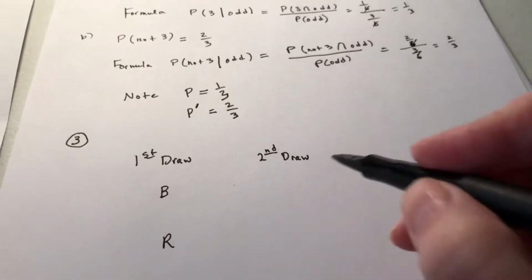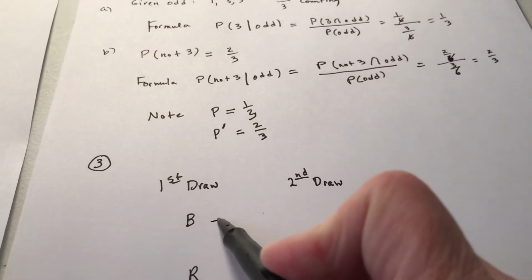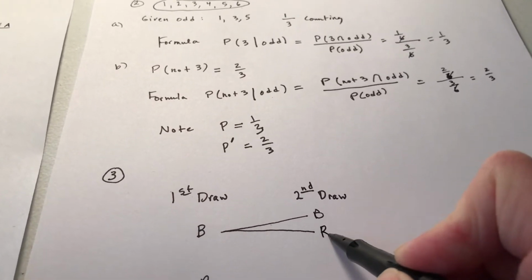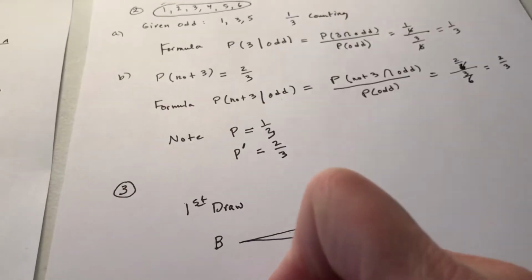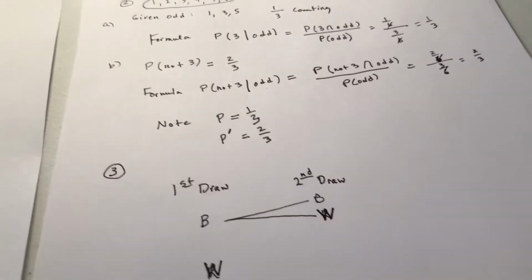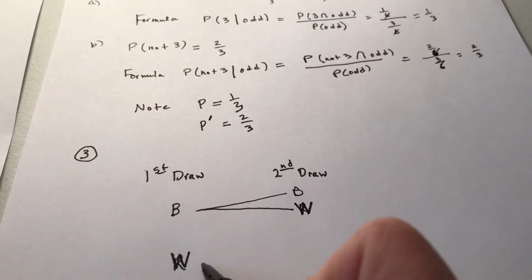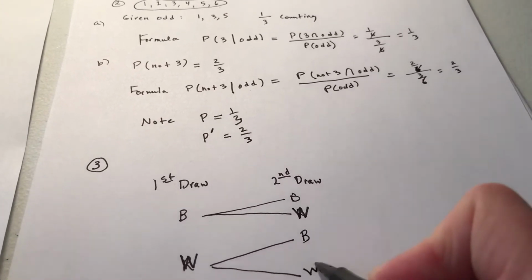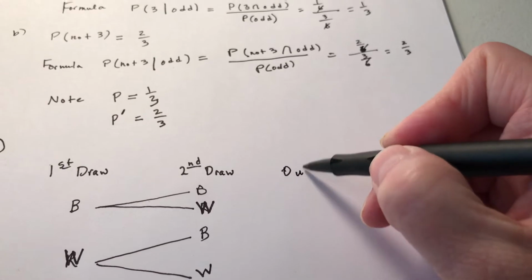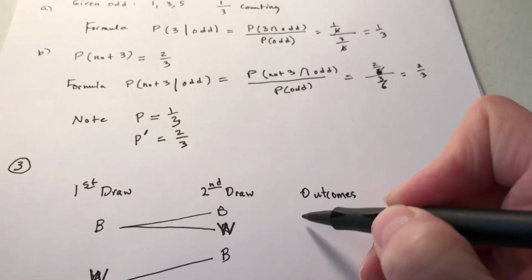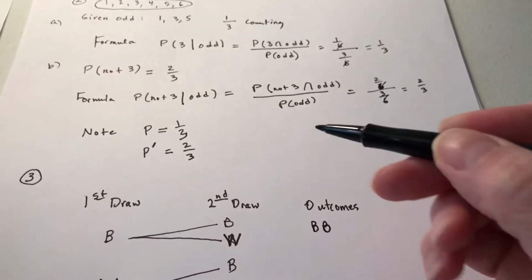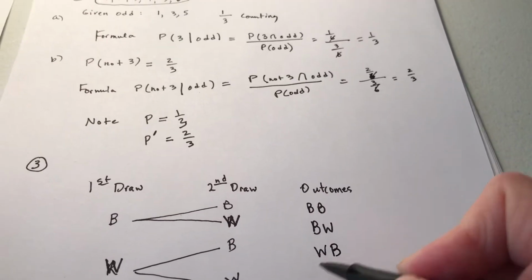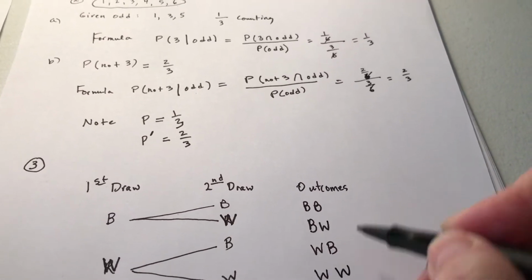So my first draw is a blue or a white. If I draw a blue, my second draw could be a blue or a white. And if my first draw is a white, my second one could be a blue or a white. Now my outcomes, drawing 2 things: I could get blue, blue; blue, white; white, blue; and white, white. So these are the outcomes.